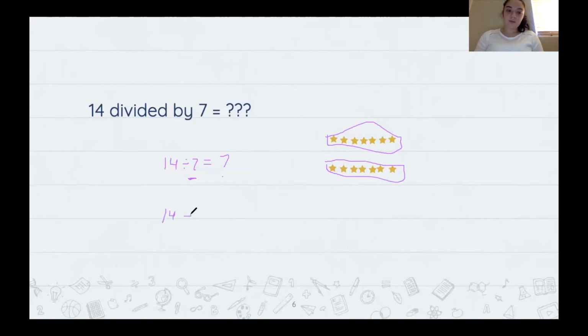So 14 divided by 7 is equal to 2. Just like that. All right, let's clear that out.